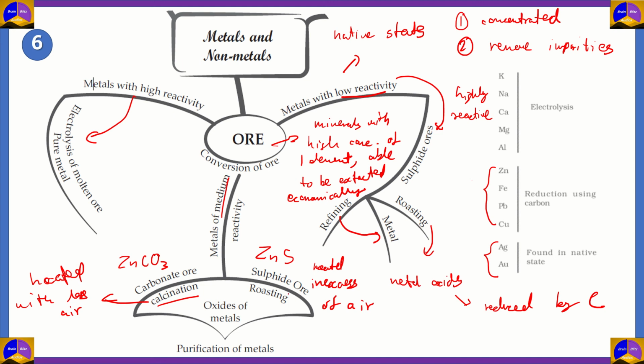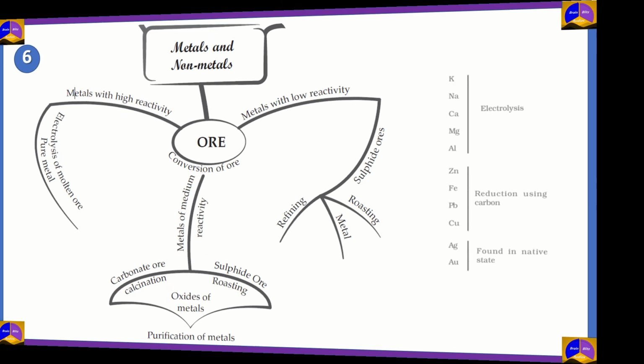So after roasting, you get both of them, you get metal oxide. So once you get the oxides, you then make sure that they are purified using specialized processes, which again you will learn in higher lessons.